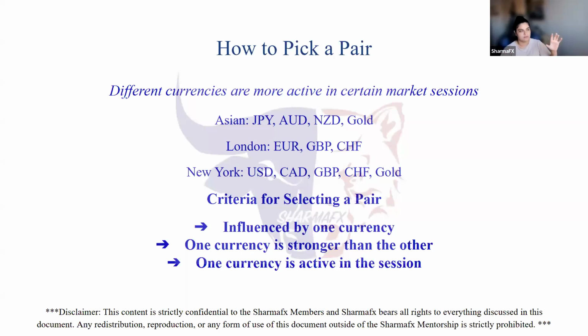But if there's the Bank of England governor speaking, and then Fed Chair Powell speaking, and that's too high-impact news, I really wouldn't want to trade around that time because that's conflicting and you're going to see a lot of just wicks and slower movement anyway. So when you're picking a pair, pick a pair where one currency is stronger than the other. You're going to get much better movements then. And then one currency is active in the session.